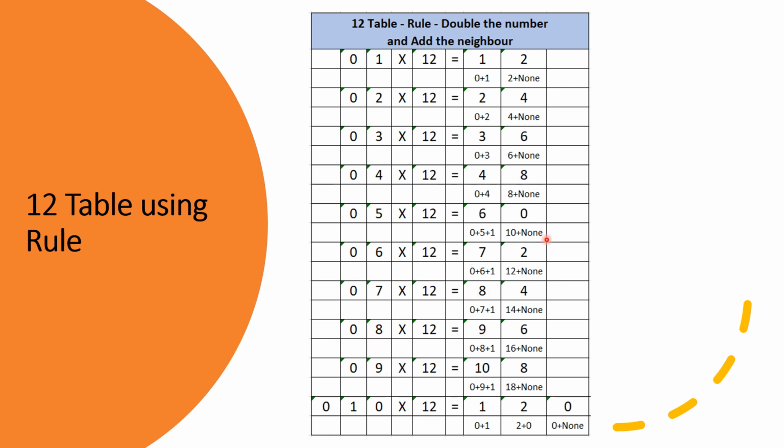Similarly, if we consider an example of 010, here also when we are doubling the number, it is 0, then we double the number here and add the neighbor, so it is 2, and then here we add the neighbor to it, that is 0 plus 1, equal to 1. So the answer for 10 into 12 is 120.